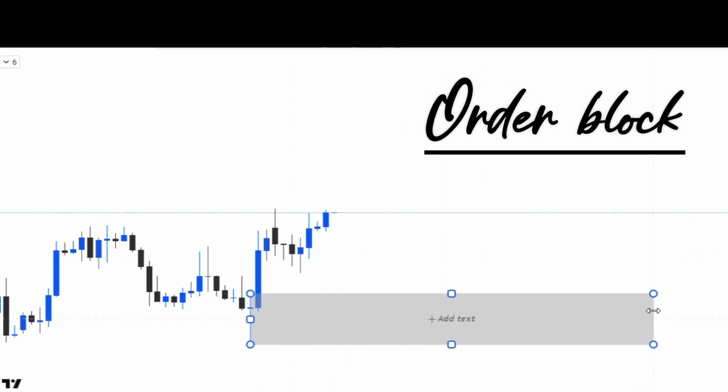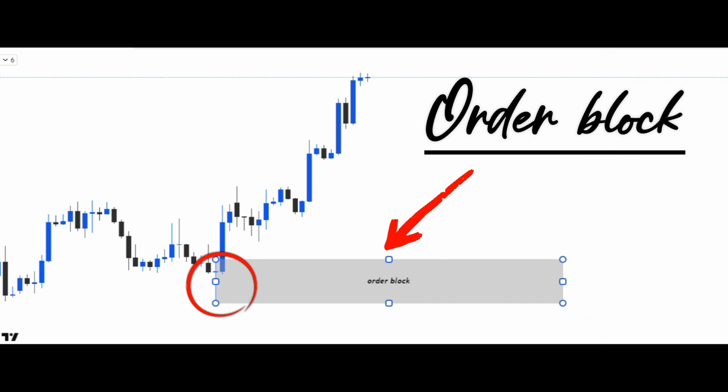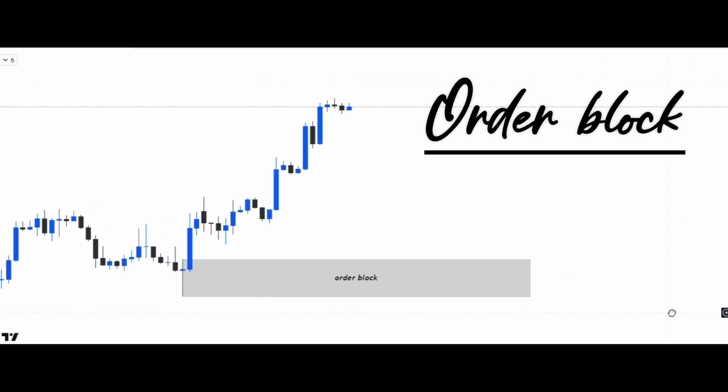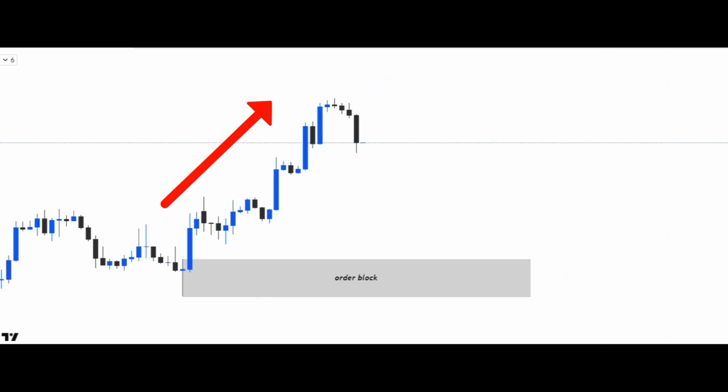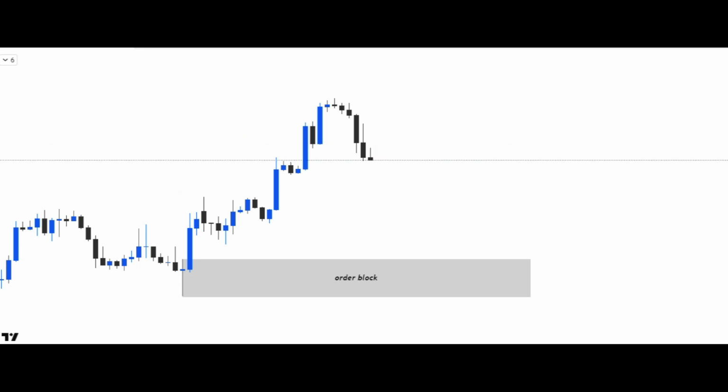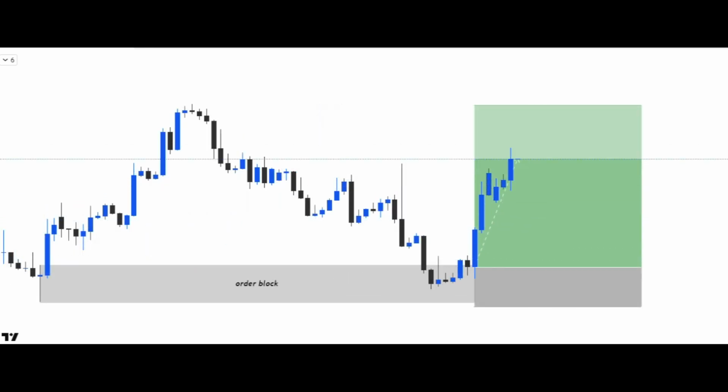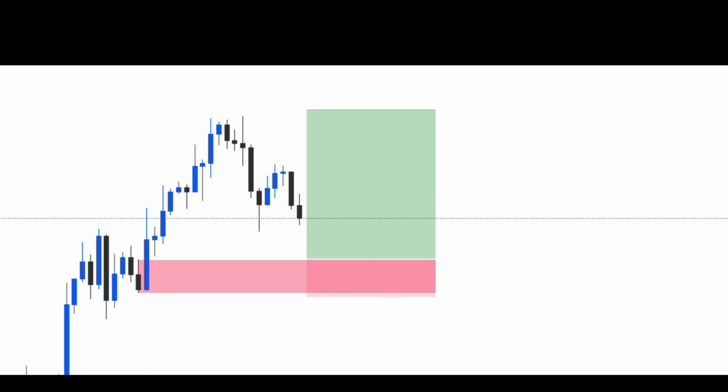An order block is simply a zone where big institutions, the so-called smart money, have placed large orders. These zones usually mark the beginning of strong moves in the market. If you learn how to identify them correctly, they can become one of your most reliable tools for entries and stop placement.